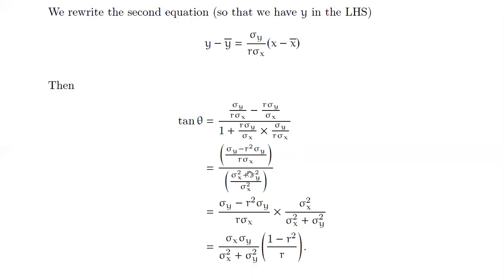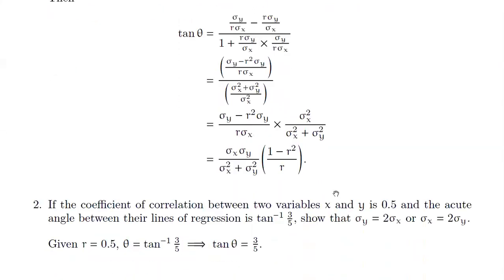Now try to solve this particular term. So you get sigma y minus r square sigma y divided by r sigma x, and this term will be into sigma square x divided by sigma square x plus sigma square y. So here one of these terms will cancel, so 1 sigma x will be remaining here, and in these two terms sigma y is a common term, so you can take sigma y out. After taking sigma y out, what I will get in these two terms is 1 minus r square.